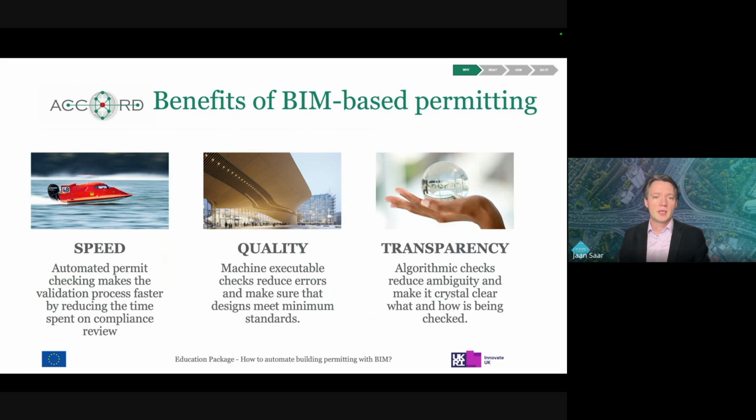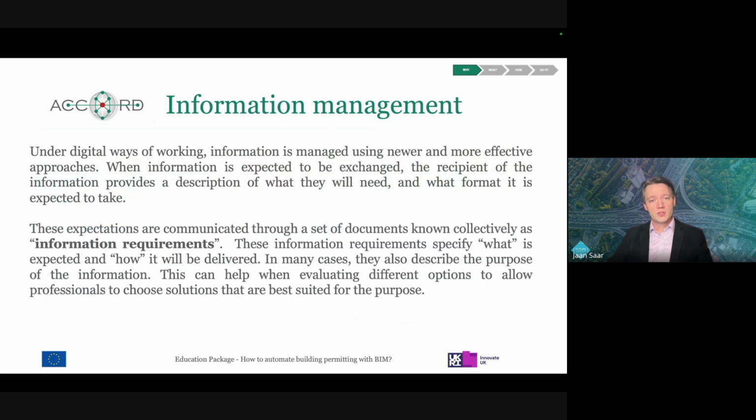The benefits of BIM-based permitting are speed, quality, and transparency. Speed speaks for itself: you automate the checks, you automate the tedious technical parts. Transparency comes with automation because there are no two ways to interpret something when a machine does the check. And quality comes from the fact that you can give these checking tools to the industry, to the applicants, so they can check beforehand, and the quality of applications is much higher when they reach the desk of the municipality officials.